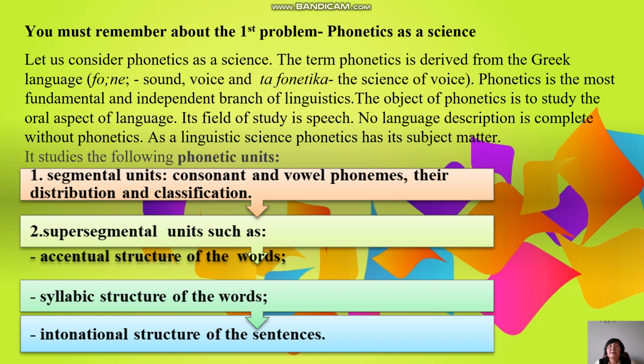It studies the following phonetic units. First, segmental units: consonant and vowel phonemes, their distribution and classification. Second, suprasegmental units, such as the accentual structure of words, the syllabic structure of words, and the intonational structure of the sentence.